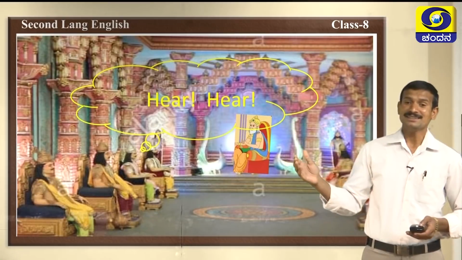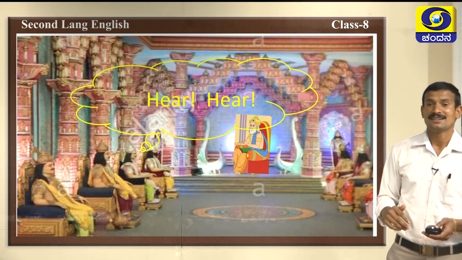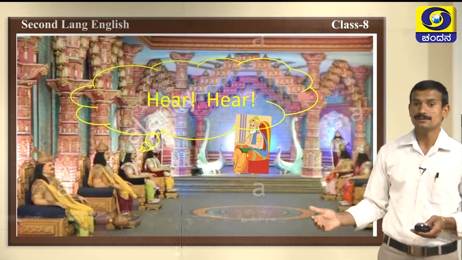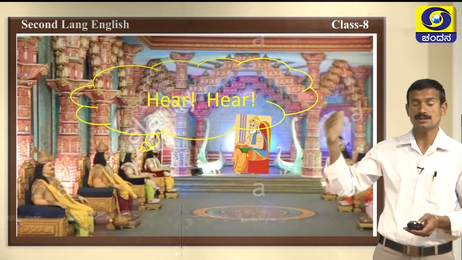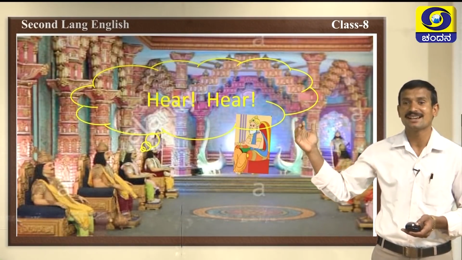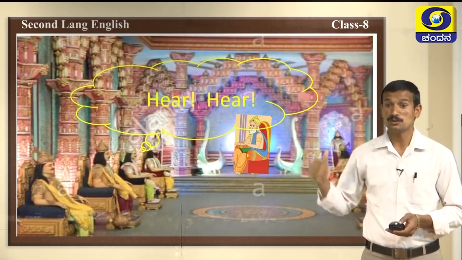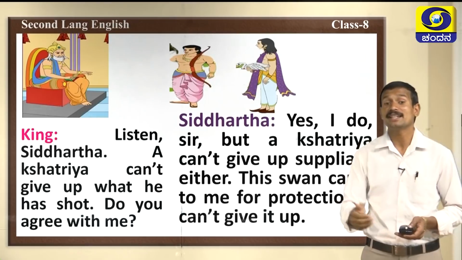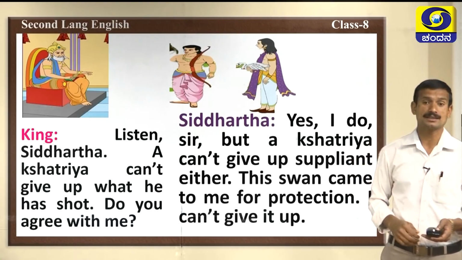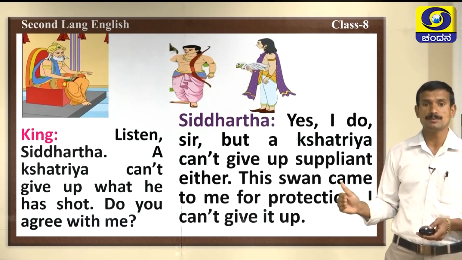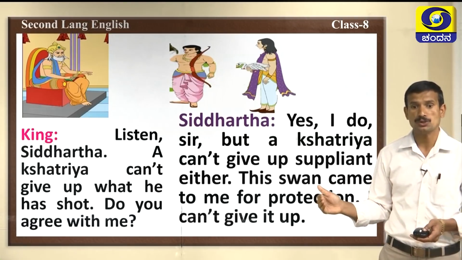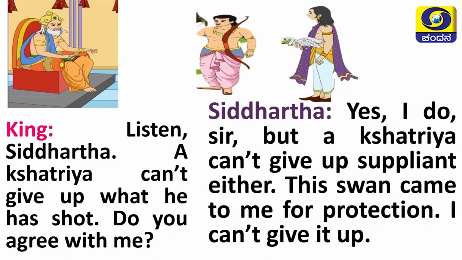ಅಯ್ಯೋ, when Siddhartha says, I saved the swan's life, all the courtiers say, hear, hear, what the prince is saying is a very good lad, very good boy, they say. Then the king says, listen Siddhartha, a kshatriya can't give up what he has shot. Do you agree with me? Yes, kshatriya can't give up is what we say. ಅವನ ಒಂದು ಬೇಟೆಯನ್ನು ಯಾವತ್ತೂ ಕೂಡ ಕ್ಷತ್ರಿಯ ಬಿಟ್ಕೊಡಲ್ಲ ಅಂತೇಳಿ ಕಿಂಗ್ ಹೇಳ್ತಾನೆ.